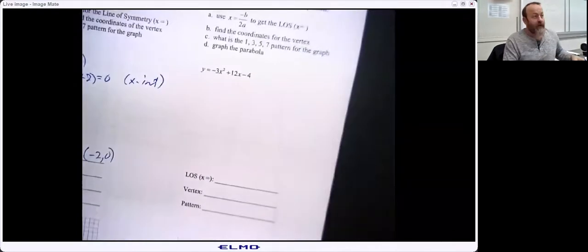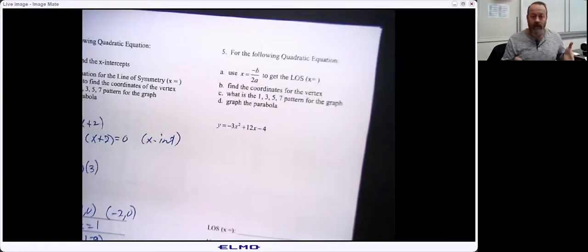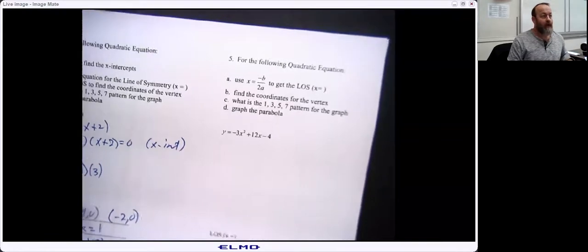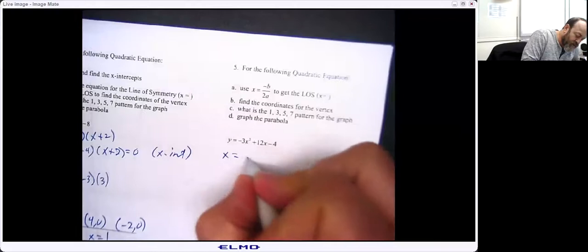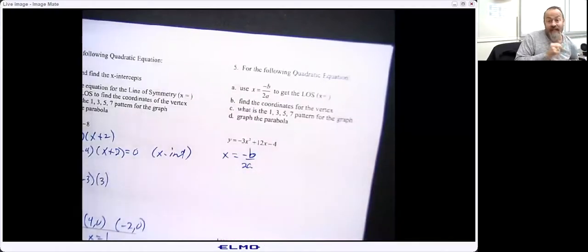Now, for number 5, we did decide to make things a little bit less pleasant. It's not as obvious to do. So we're going to use the slightly more sophisticated way using opposite b over 2a. Now, you might remember that quadratic formula. That's actually sitting in there.